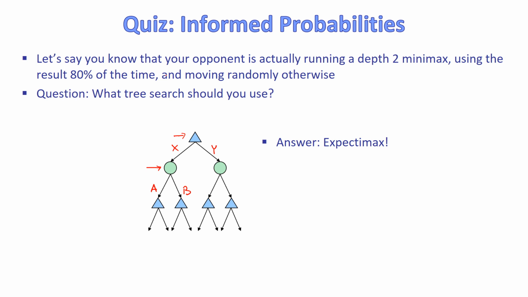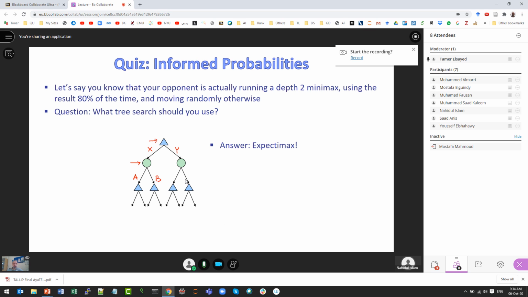Assuming that the opponent is always making random choices. So there's no 80%, it's actually 100% random. What will be the probabilities here? Any ideas?